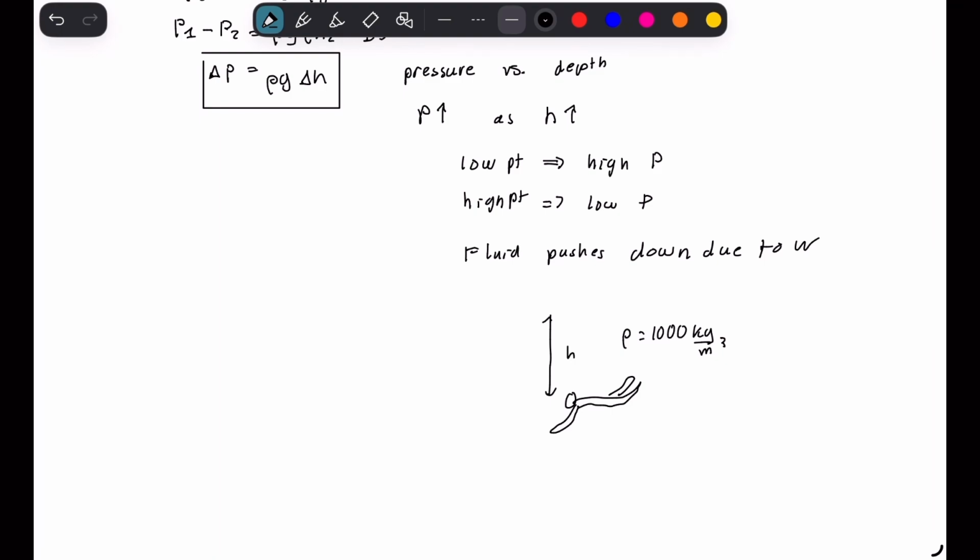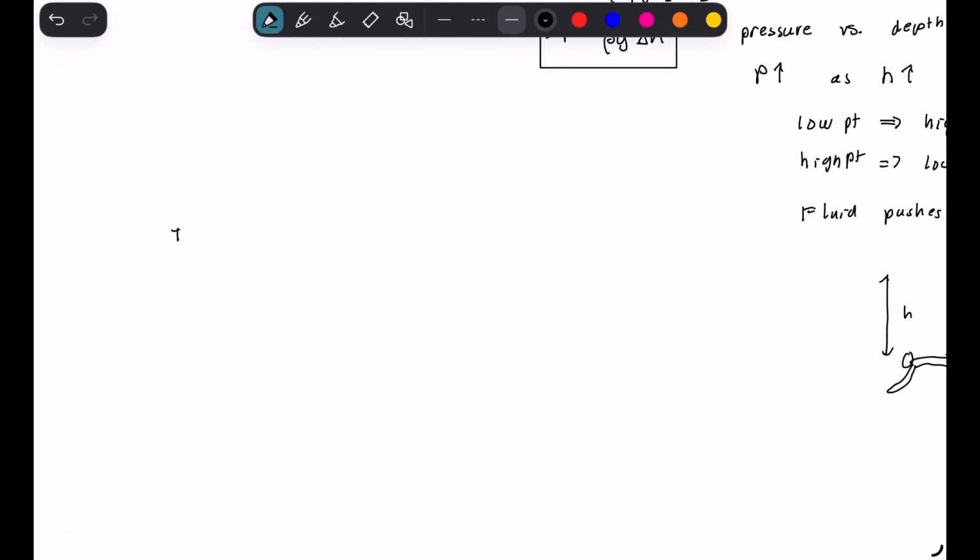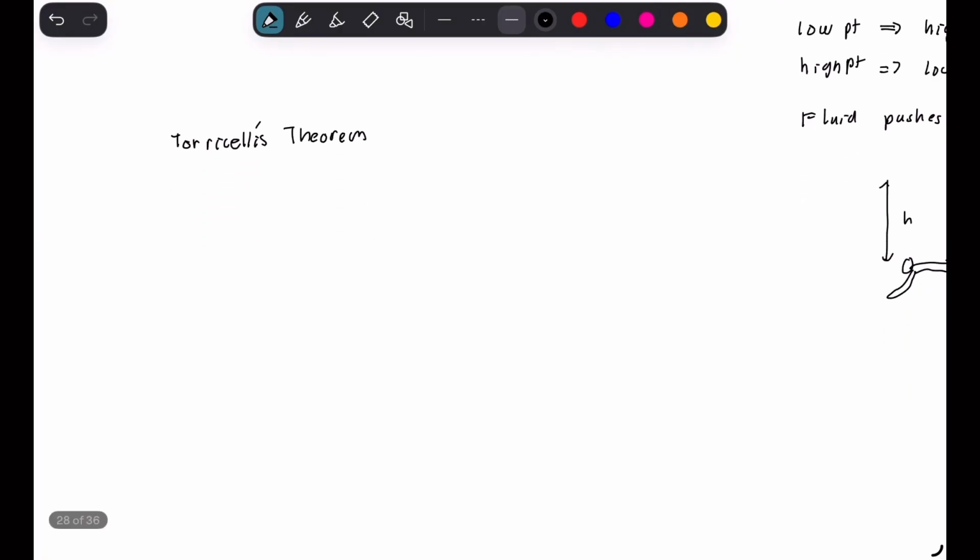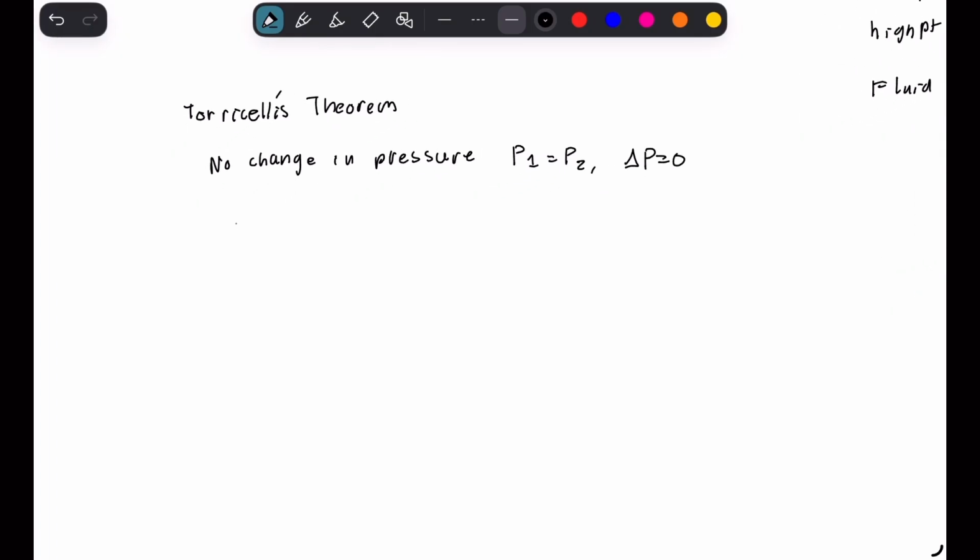So we can talk about now Torricelli's theorem. This is when you have no change in pressure. We're going to say that P1 is equal to P2. Delta P is equal to 0. So we're going to start off with P1 plus rho GH1 plus 1/2 rho V1 squared is equal to P2 plus rho GH2 plus 1/2 rho V2 squared.